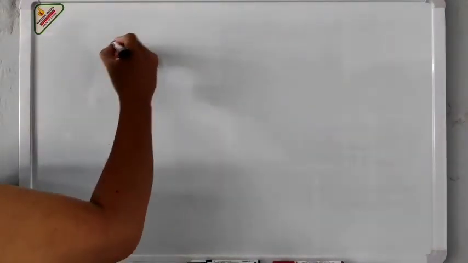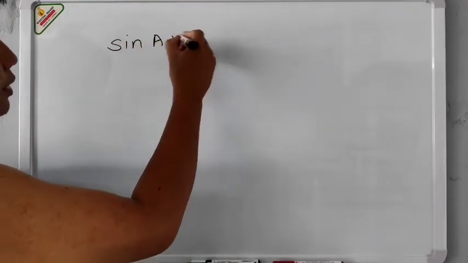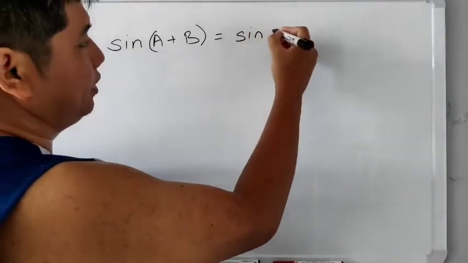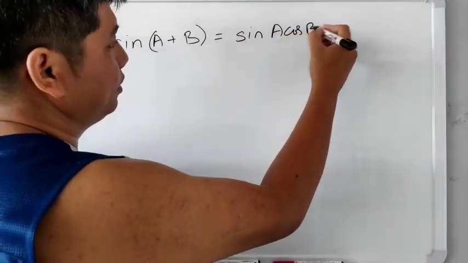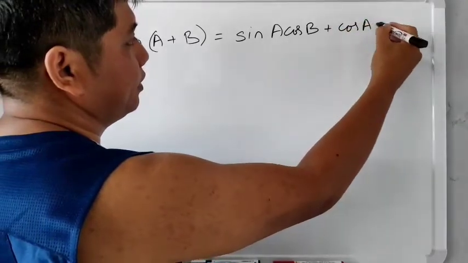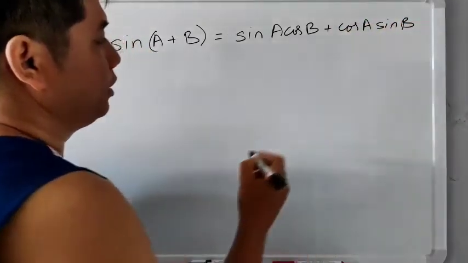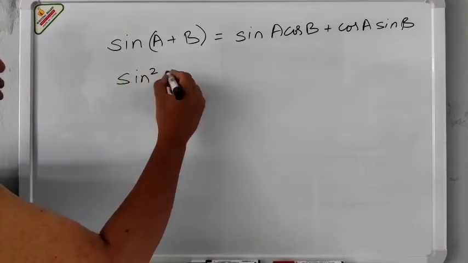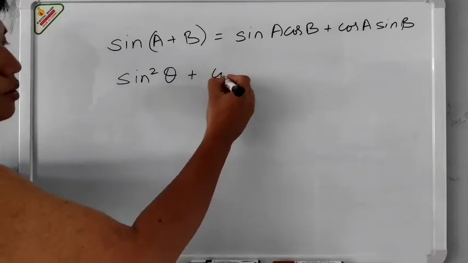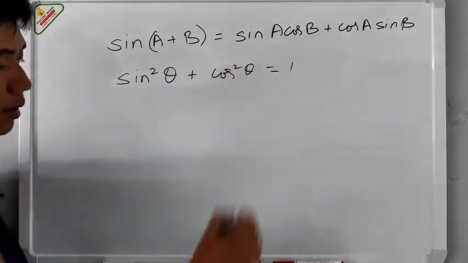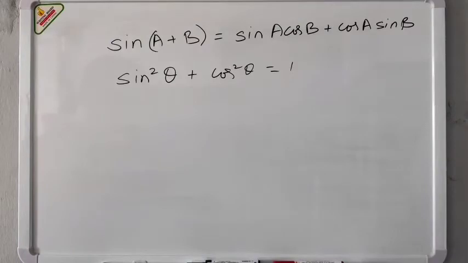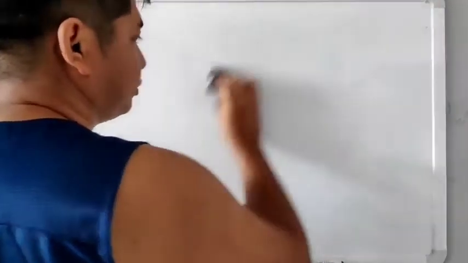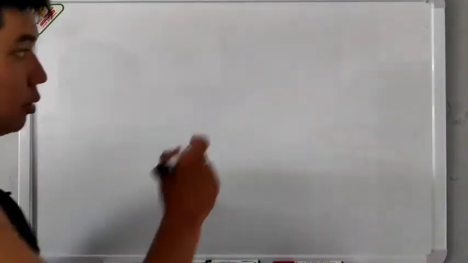Now this formula, sine A plus B, is also important. Sine A plus B is sine A cos B plus cos A sine B. You learn it in mathematics, and also in class 10 mathematics you have sine square theta plus cos square theta equals 1. And one more important concept is the cos curve.